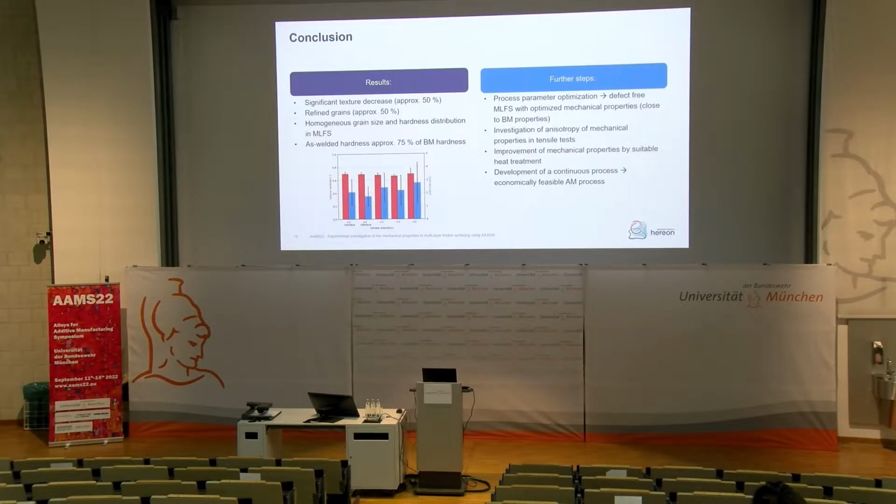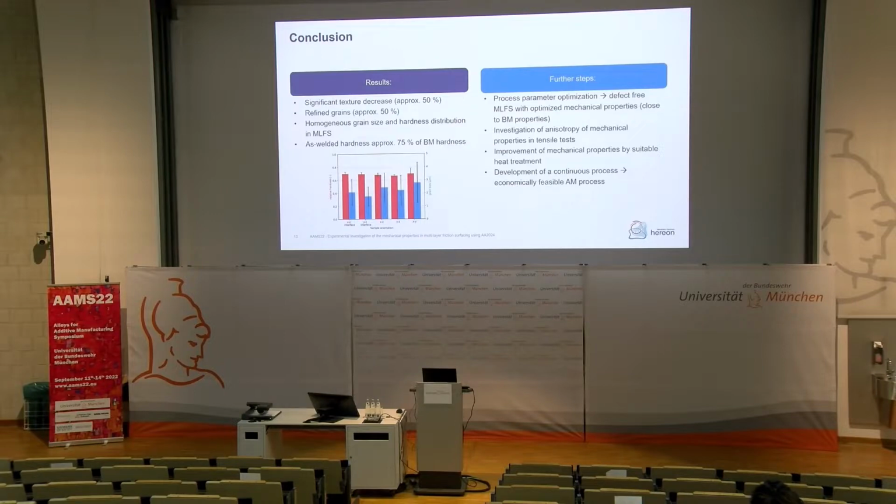To come to an end, I want to shortly summarize what we did in this basic study about the multilayer approach. We see that after our process we have a significant decrease of the texture in our structure, and significantly, we find grain refinement of about 50%. Homogeneous grain sizes and hardness distributions were observed after the process in our multi-layer stacks, but we have to say that we had a decrease of the hardness, so now we only have about 75% of the base material hardness.